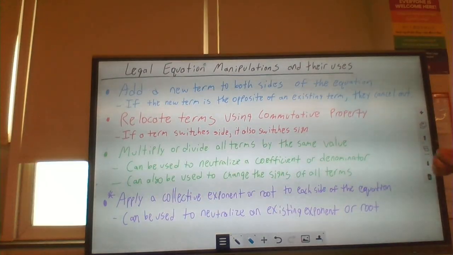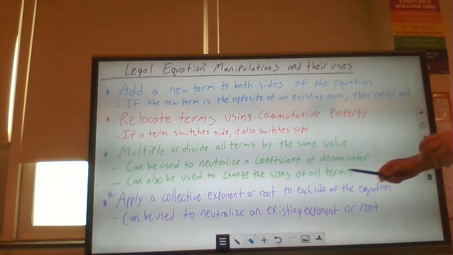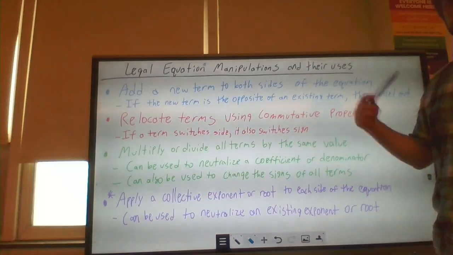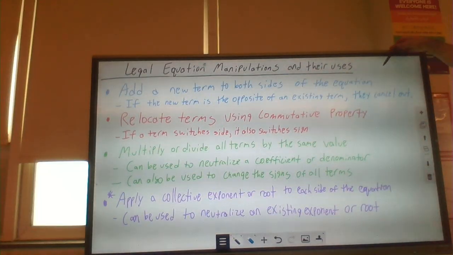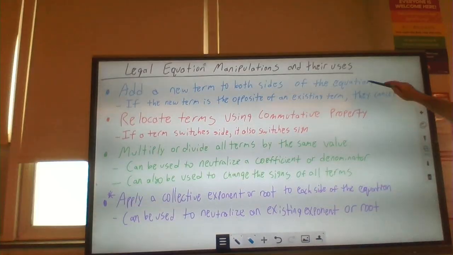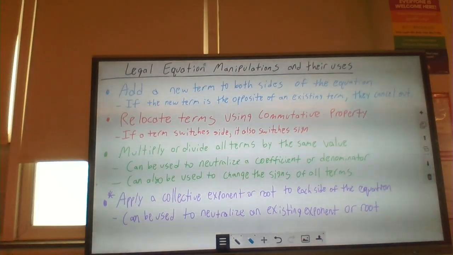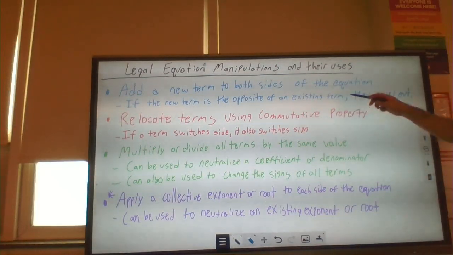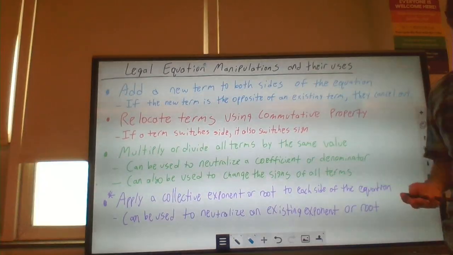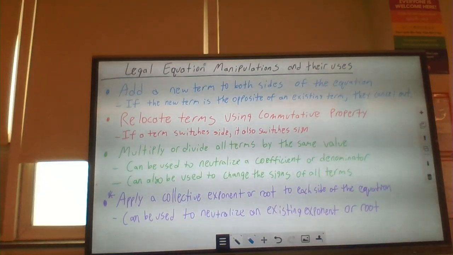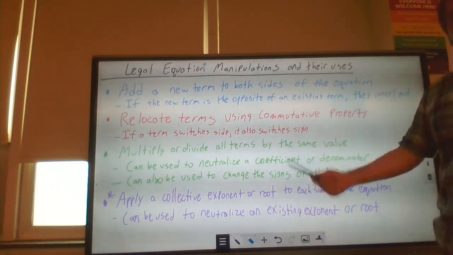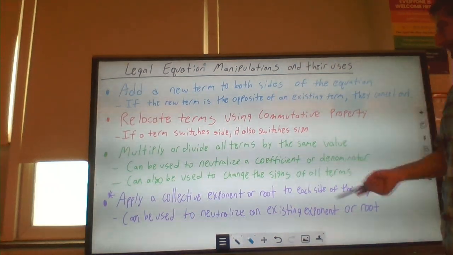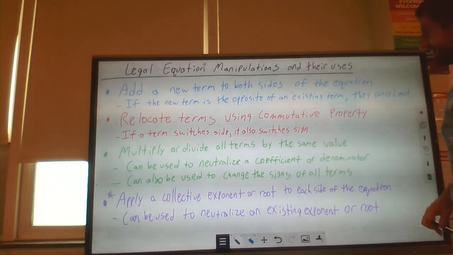And then finally, this is my list of manipulations. Notice the last one has a star because I usually only teach that to the advanced students. But my list of manipulations are to add a new term to both sides of the equation. And of course, if the new term is the opposite of an existing term, then they will cancel out. So that's a use of that. Or you can relocate terms using the commutative property, which we just talked about on the last slide.